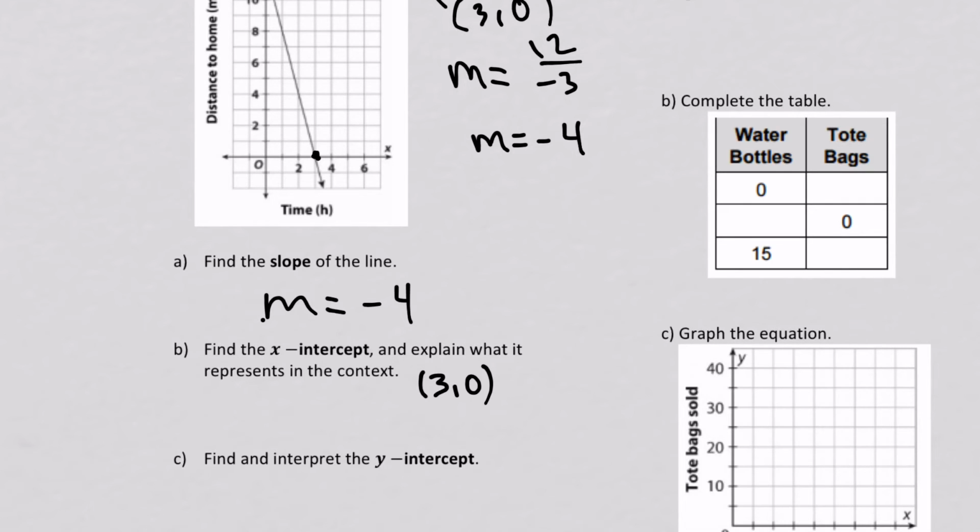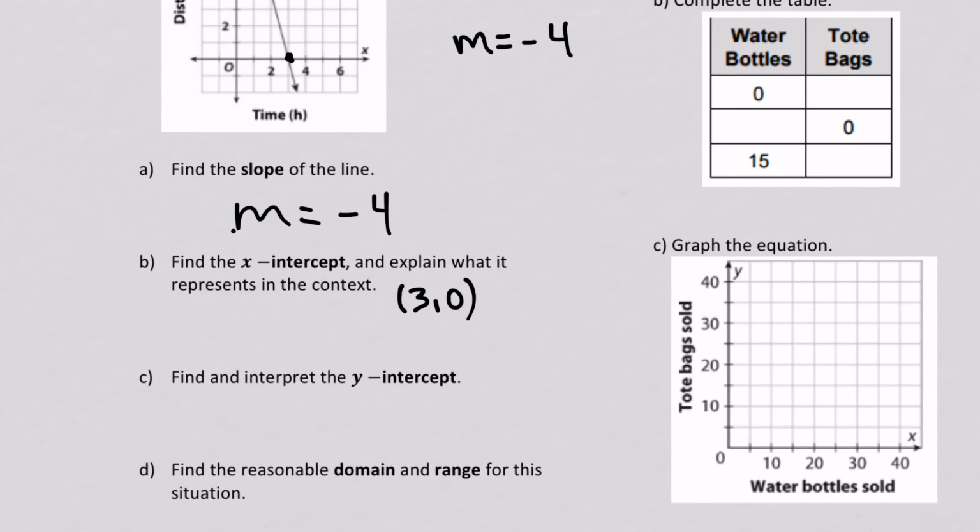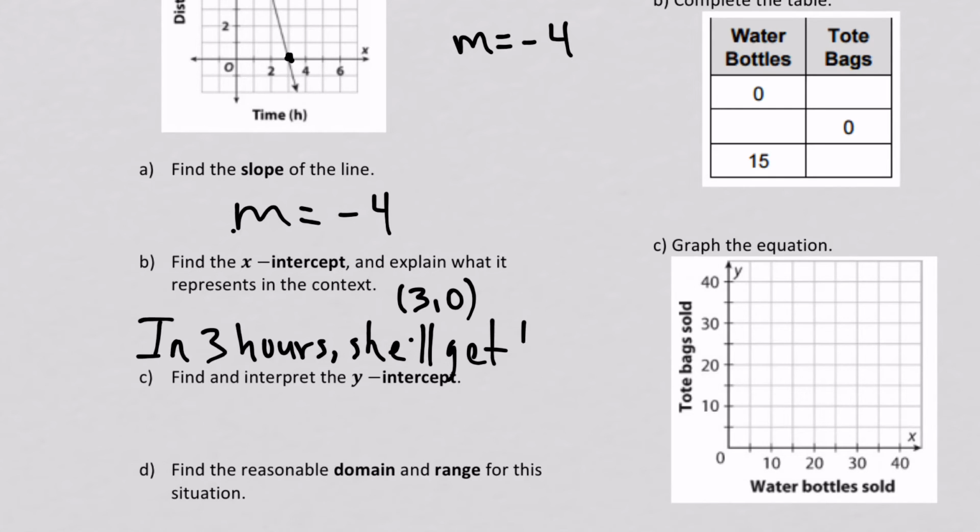What does it represent in this context? We're looking at the graph here. The x-axis is the time, and the y-axis is the distance from her house. So if I look at (3, 0), 3 is the time in hours, 3 hours. 0 is the distance from her house, 0 miles. So what it means here is that in 3 hours, she'll be 0 miles from her house, which means that she is home. Or you can say she'll get home in 3 hours.